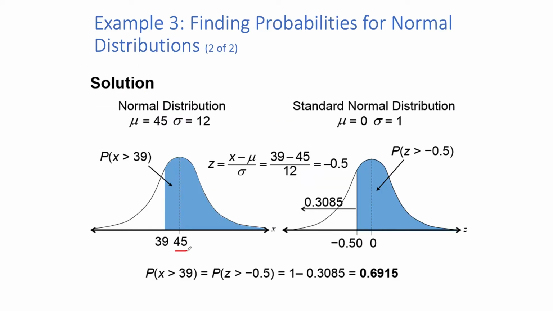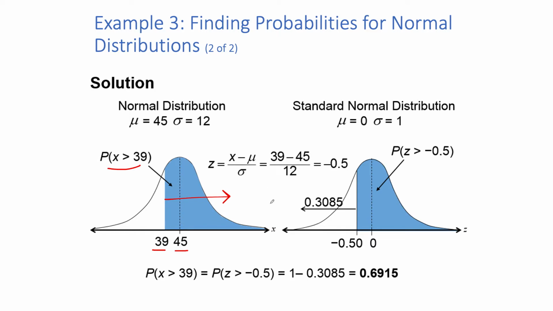So 45, that's the mean. So we know the distribution's bell-shaped. So we are interested in knowing 39, but we are interested in knowing what is the probability that they spend more than 39 minutes in the store. So that's the area to its right. We are interested in knowing this area here. Okay. So the probability that x is greater than 39 is the area to the right of 39.